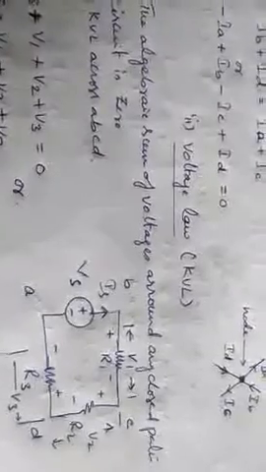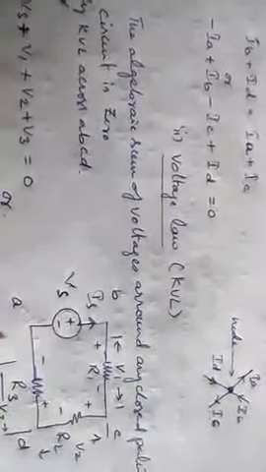This is very useful for network simplification. The second law is voltage law. Voltage law is for a loop. Here a loop is shown. Loop means the elements are connected from positive to negative. The algebraic sum of voltages around any closed path in a circuit is 0.